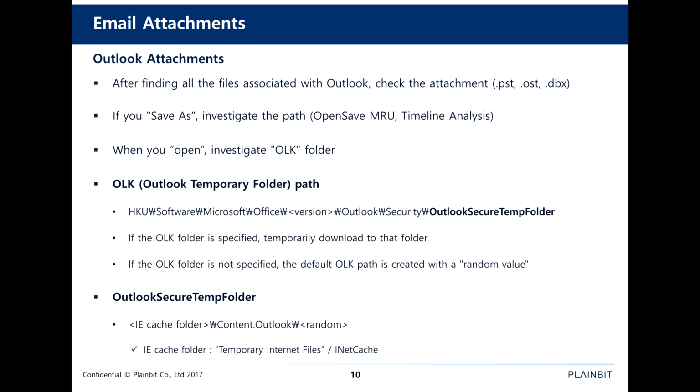If you save the attachment with the Save As option, you'll be using the Windows dialog window, and it will be recorded in OpenSave MRU. If you used the Alternative Open option, you can check the OLK folder. OLK folder-related settings can be checked in the registry key.